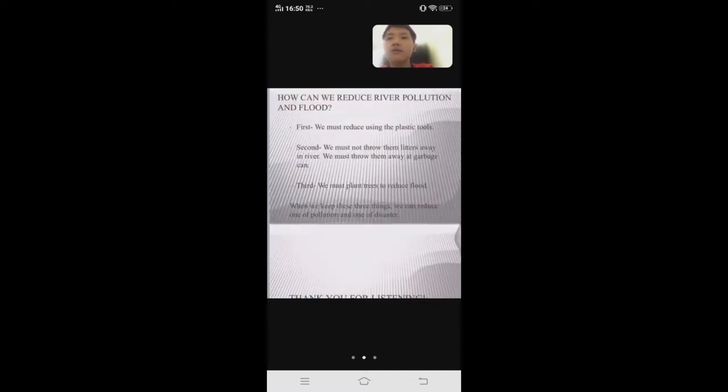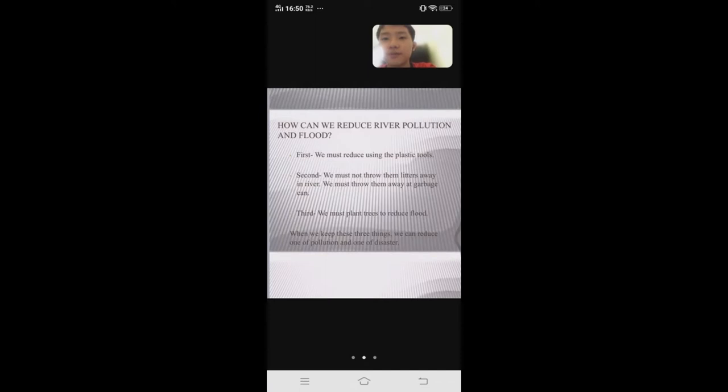How can we reduce water pollution and flood? First, we must reduce using plastic litter. Second, we must not throw litter away in the river. We must throw it away in the garbage can. Third, we must plant trees to reduce flood. When we keep these three things, we can reduce one pollution and one disaster.